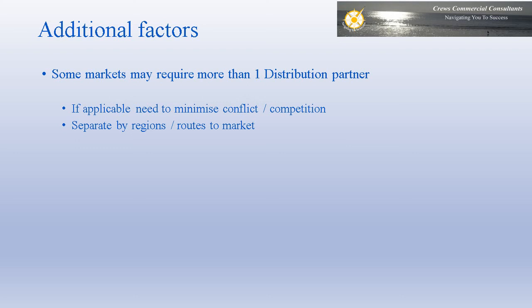The reason for this is if they're competing against each other for the same business, they will likely devalue your brand. They will also risk dropping the price. Equally, if they drop the price, both parties will be making less margin, therefore their attraction to you and to be your distributor will diminish. So I would minimise that conflict by either separating it by regions or, for example, routes to market, whichever is applicable for your business.